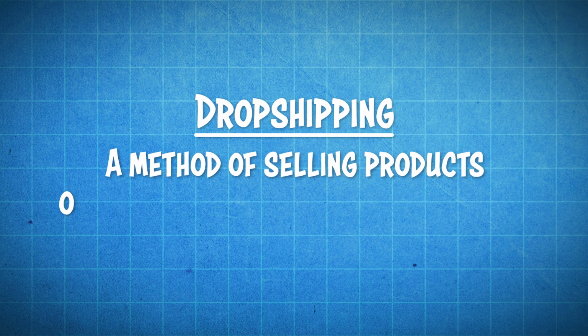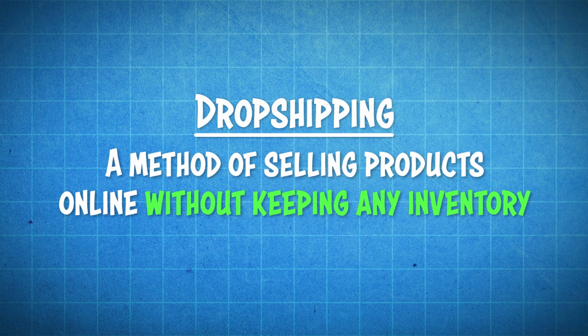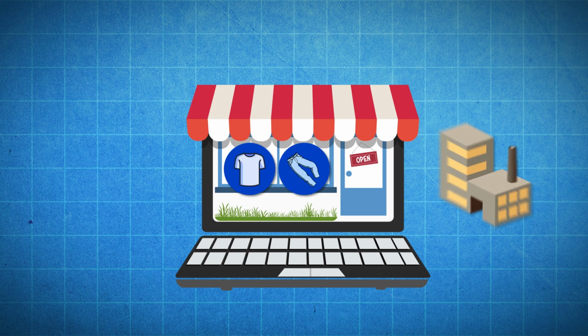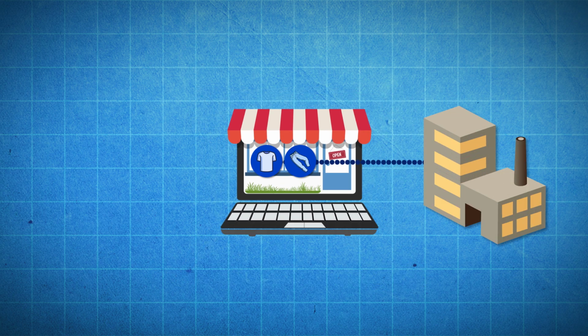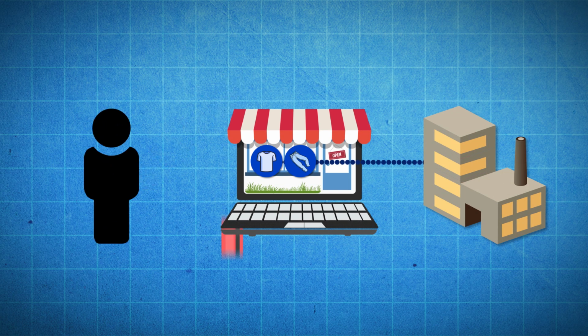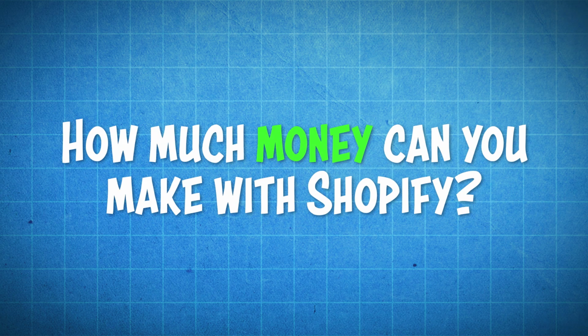Dropshipping is a method of selling products online without having to keep an inventory yourself. Basically, you market products on your store that belong to a manufacturer, and when a customer buys from your store, the manufacturer handles fulfillment and shipping, and then you take your share of the profit for making the sale through your store. So how much can you make with Shopify?